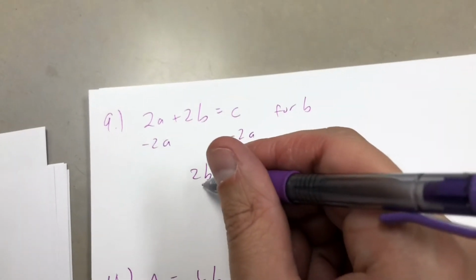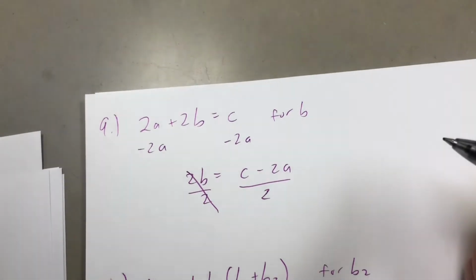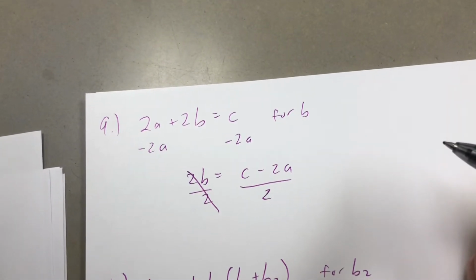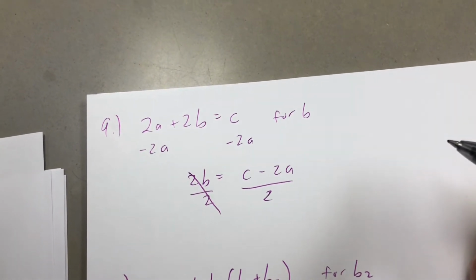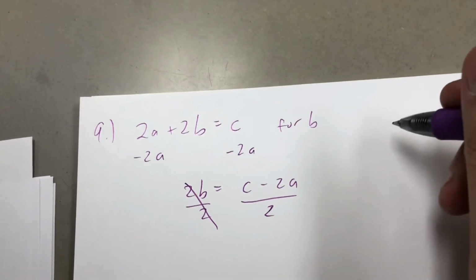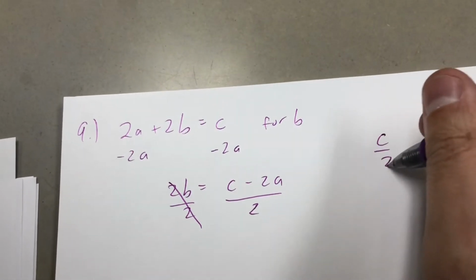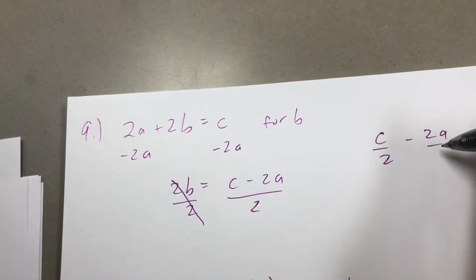And then b is being multiplied by 2, so I divide by 2. Remember, the whole side needs to be divided by 2, so you could write it as c minus 2a all over 2. You could also, remember, you can use common denominators to break up a fraction, so that's the same thing as c over 2 minus 2a over 2, right?